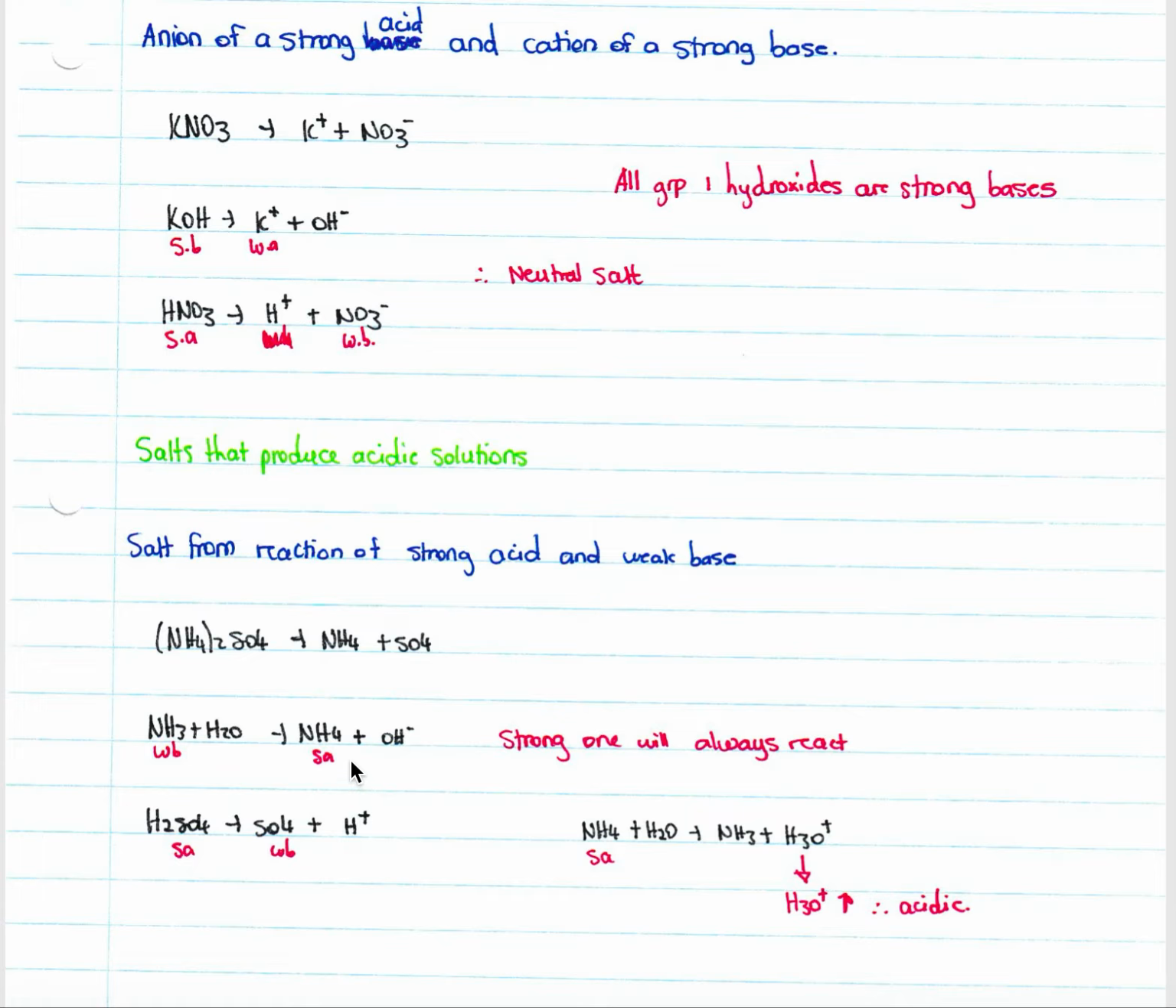In a case like this where you have one being strong and one being weak, the strong one will always react. Therefore, we take NH4, the strong acid, plus water. Because it is an acid, it will donate, becoming NH3. And water will be a base, accepting a proton, becoming H3O plus. The concentration of H3O plus increases, which is an indicator of acidity, and therefore it is an acidic solution.